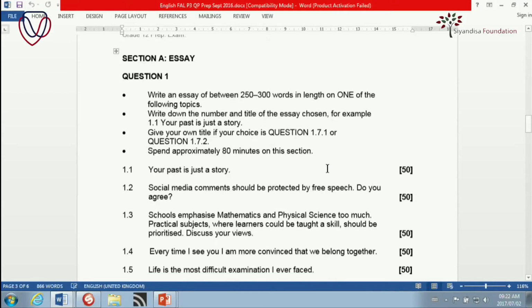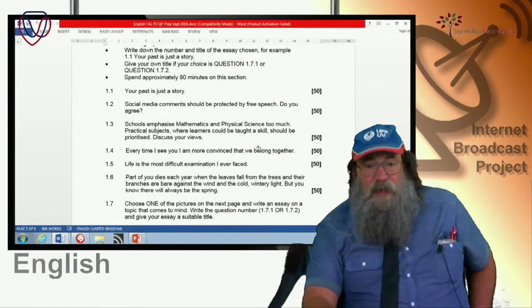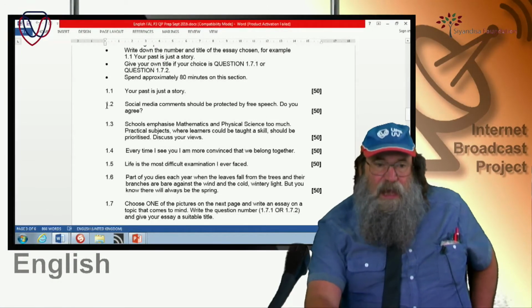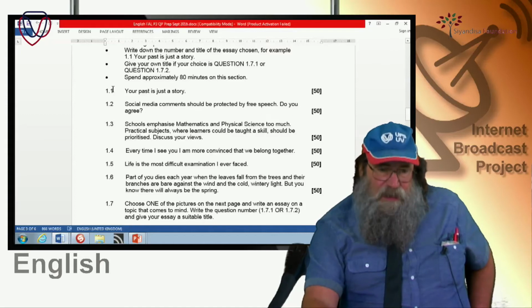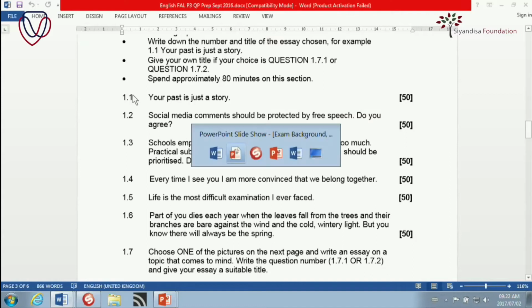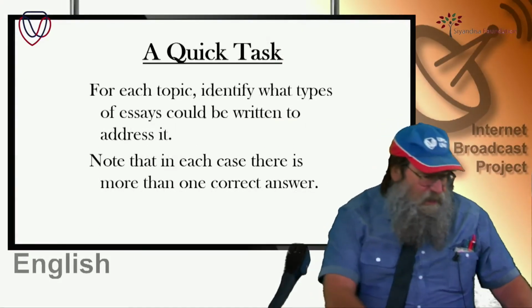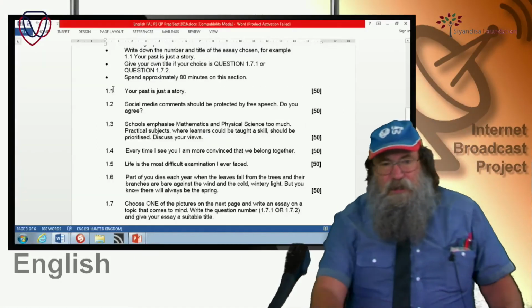Now let's put our first six topics on the board. We'll look at the response to the visual stimuli in a few minutes. And here are your six topics. Now, just before we go on, I'm going to give you a reminder of what I'm asking you to do. For each topic, identify what types of essays could be written to address it. Note that in most cases, there is more than one correct answer. Right, let's go back and take a look at these topics.